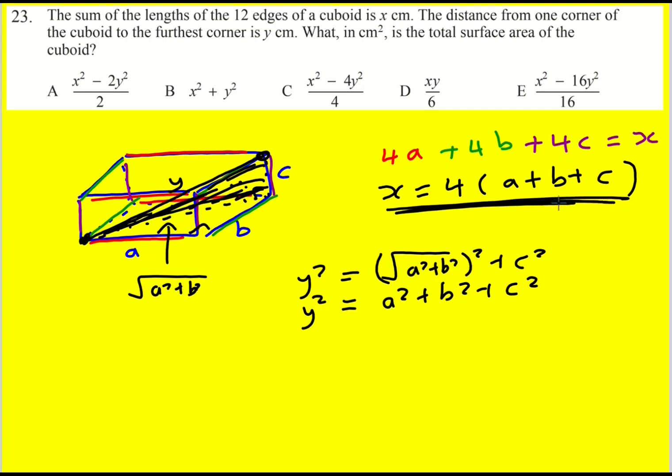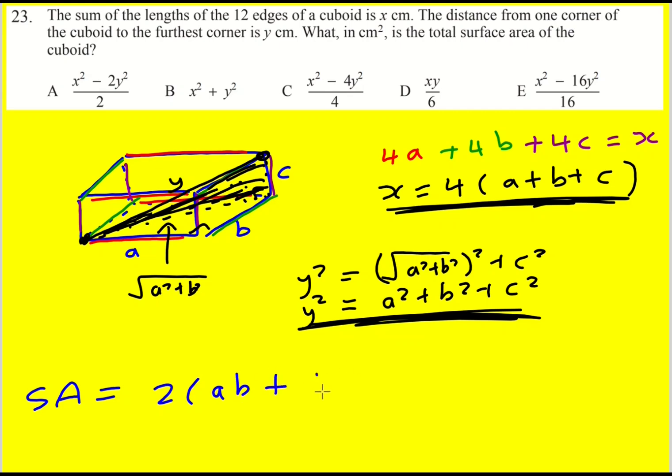Right, so 2 results for the moment, just underline them. Now we need to bring in the surface area. So the surface area is going to be, well, A times B would give you the base and then you double it. So you're going to get 2AB, then you're going to get 2AC and 2BC. So we can just write it as 2 lots of (AB plus BC plus CA). Now we just have the small matter of somehow rewriting that in terms of X and Y.